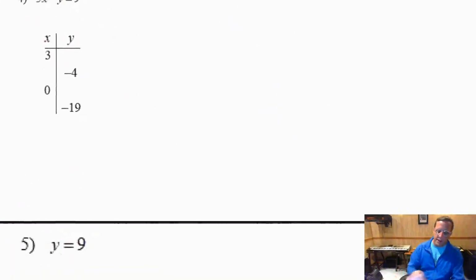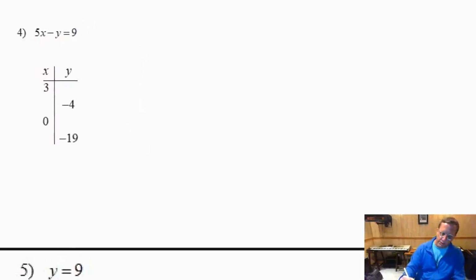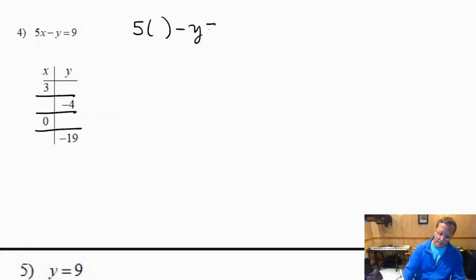For number 4, it's kind of mixed up a little bit. So we're going to just fill in different parts here. We're going to put in the x when we have the x. We're going to put in the y when we have the y. So we're going to do 5 times x minus y equals 9. And I'm going to put a 3 in. So that's our first value. And then just go through the motions of solving it.